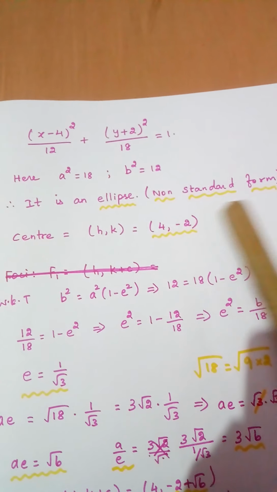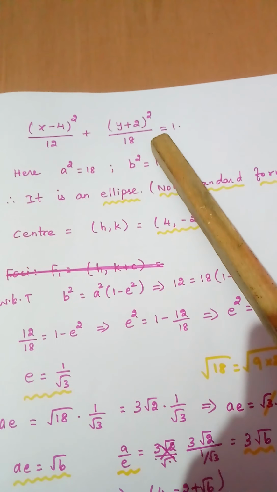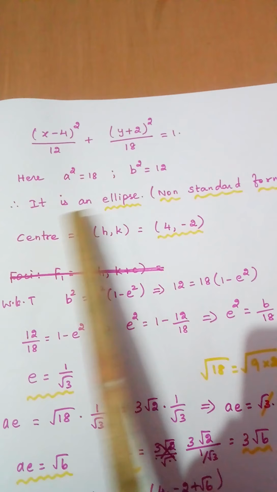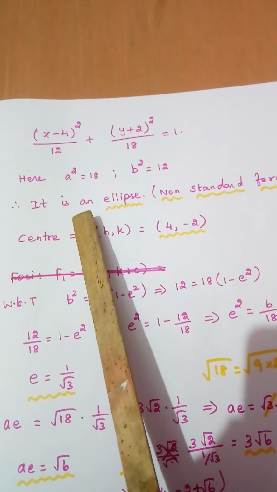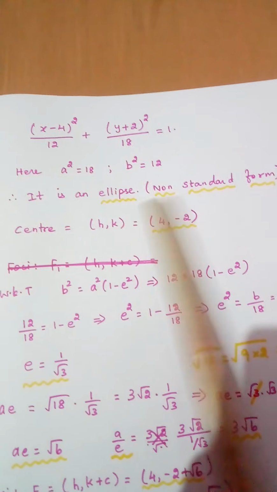The type is non-standard form. Why is it non-standard form? Because the bigger number comes under y. Okay, now the first question we have answered. What type of conic is it? It is an ellipse. Again, the type is non-standard form.